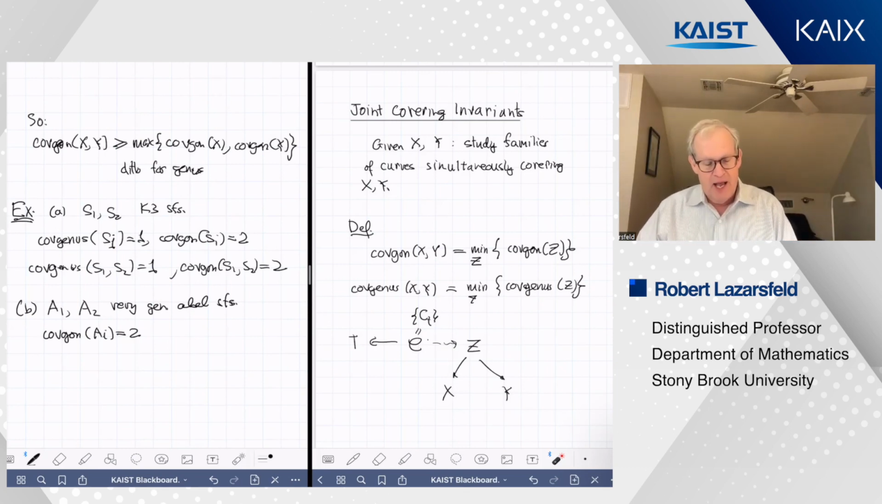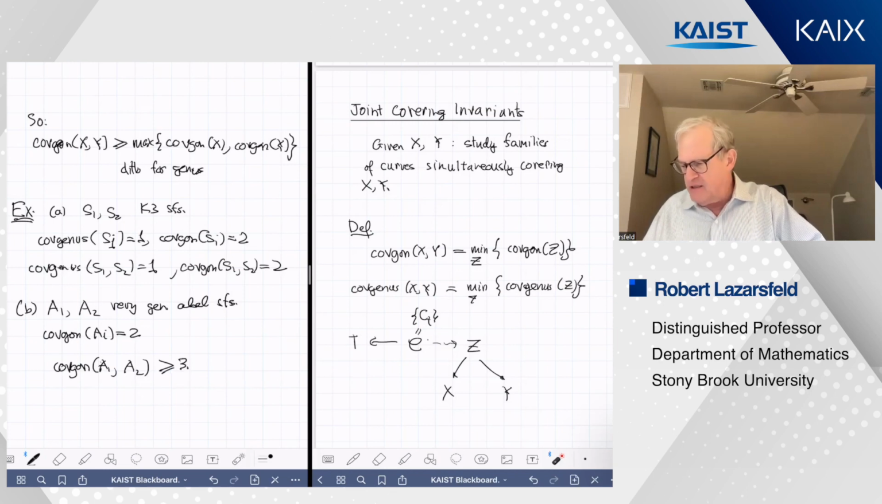But the point is that on the abelian surface A1, you can find this curve of genus 2, and it covers the surface because you can translate it. So each of these two abelian surfaces contains a curve of genus 2, and they cover because you can translate, but the curve of genus 2 on A1 doesn't have anything to do with the curve of genus 2 on A2. So in fact, in this case, you can show that the joint covering gonality is at least 3. And I think it's 4, but I'm not sure that that's completely known.